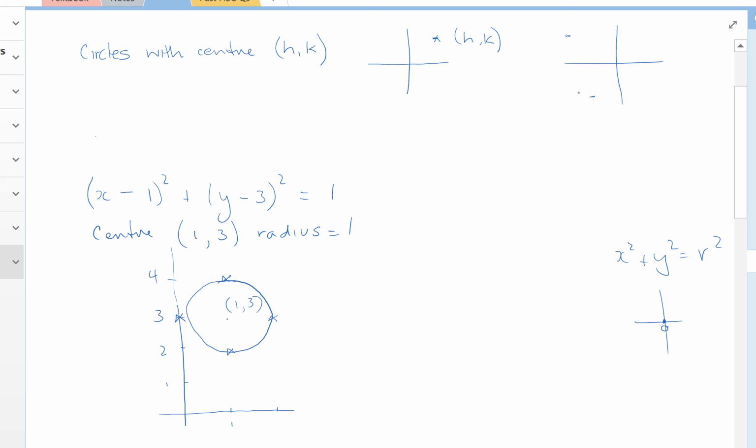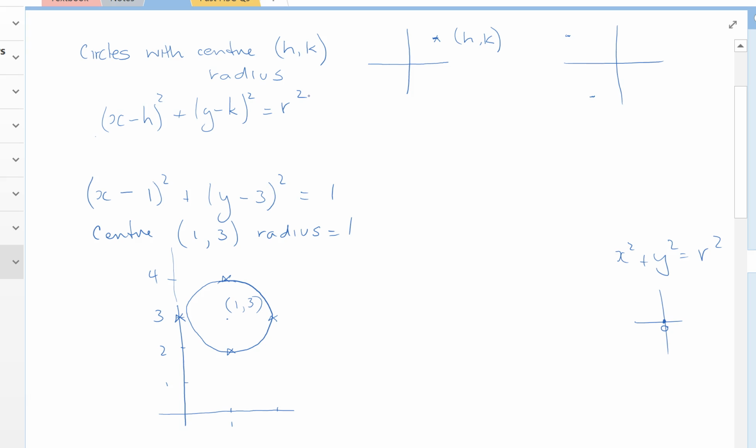Now, if we just learn the pattern, learn what the general equation looks like for a circle whose centre is (h, k) and radius r, it is (x minus h) all squared plus (y minus k) all squared is equal to r squared.